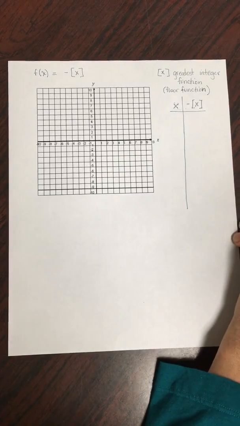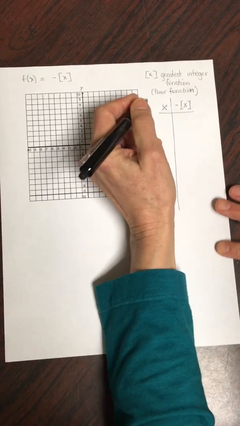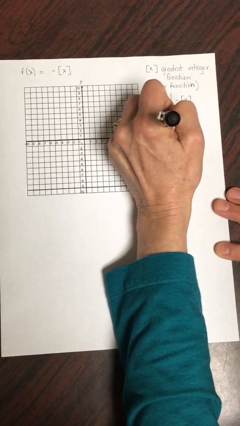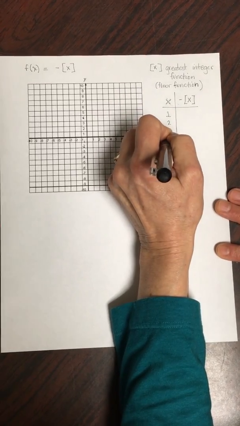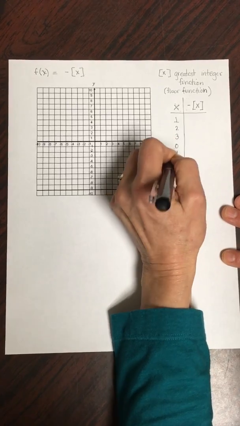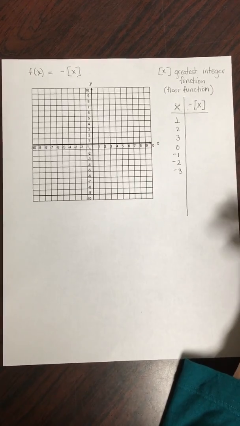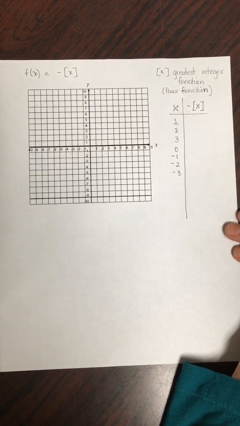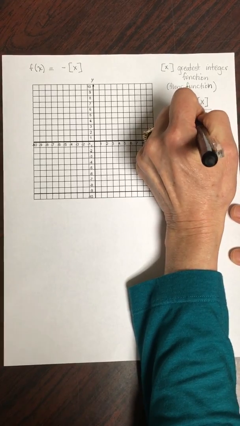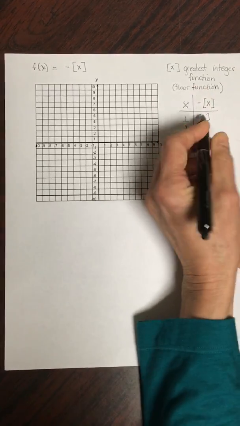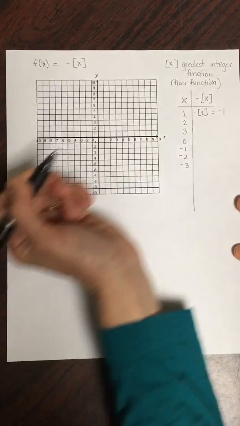So first, to graph this, we're going to start off with just integers. We're going to start with 1, 2, 3, and then 0, -1, -2, -3, just to get us started. And you're going to see something very familiar. Now we put this in here, and we have 1. The greatest integer of 1 is 1, and that turns out to be a -1.